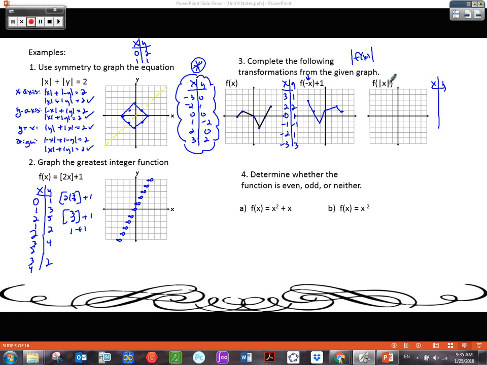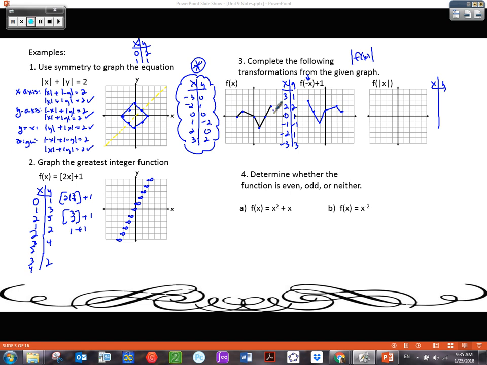Now, just because the x is absolute valued, does that prevent me from putting any x in there? Can't I put any x I want in there? Can I put a negative x in there? Yeah, right? I can put any x I want in there.